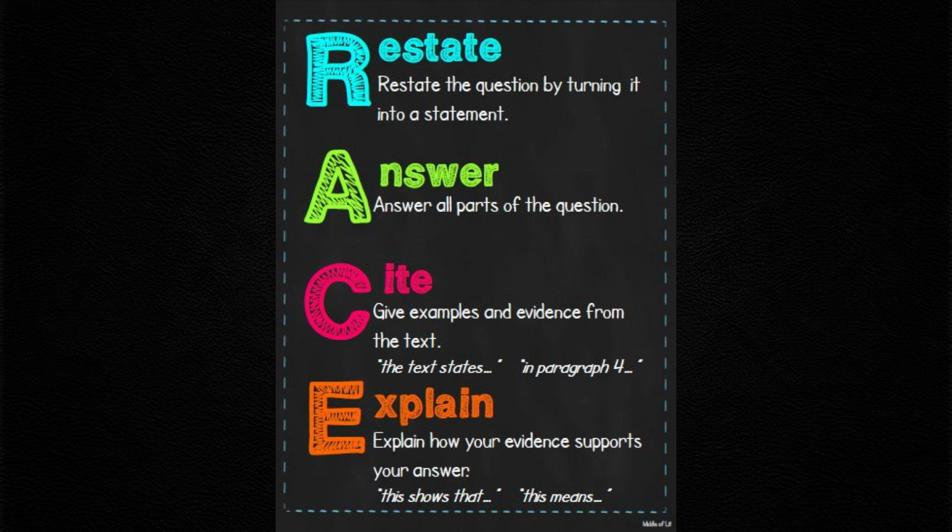The C stands for cite. That's where you're going to give examples and evidence from the text, beginning with something like, the text states, or in paragraph 4, or in the case like today where you're citing evidence from a video, you might say something like, according to the video, or in the film. And the last letter of RACE is the E. The E is where you're going to explain how your evidence supports your answer by saying something like, this shows that, or this means that.